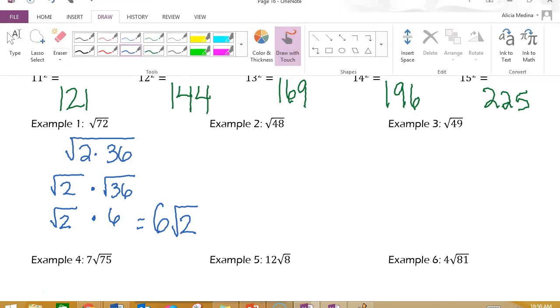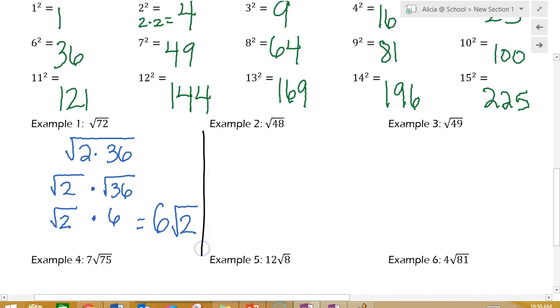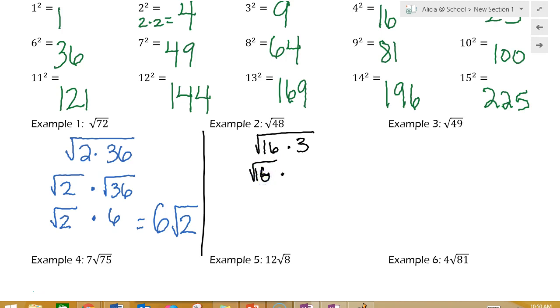Alright, I'm going to change my color here so we can see example 2. Now I have the square root of 48. So again, you're trying to find numbers that multiply to 48, but that still are some type of perfect square. So if I look at 48, 48 can be broken down to 16 times 3. And 16 is a perfect square times 3.